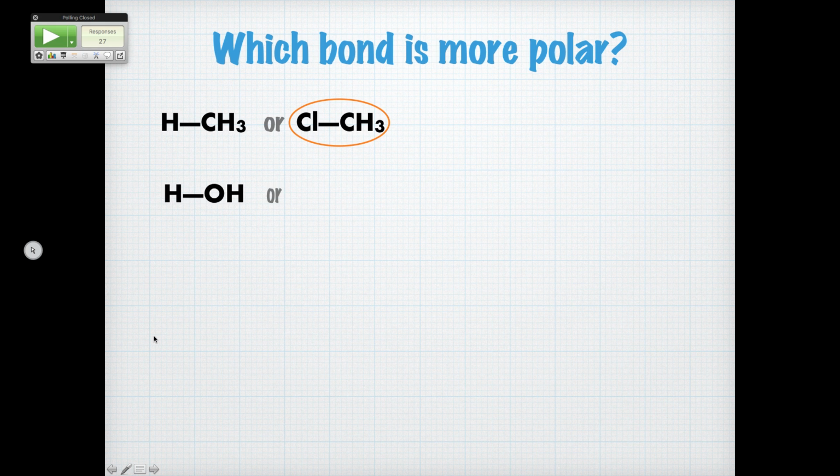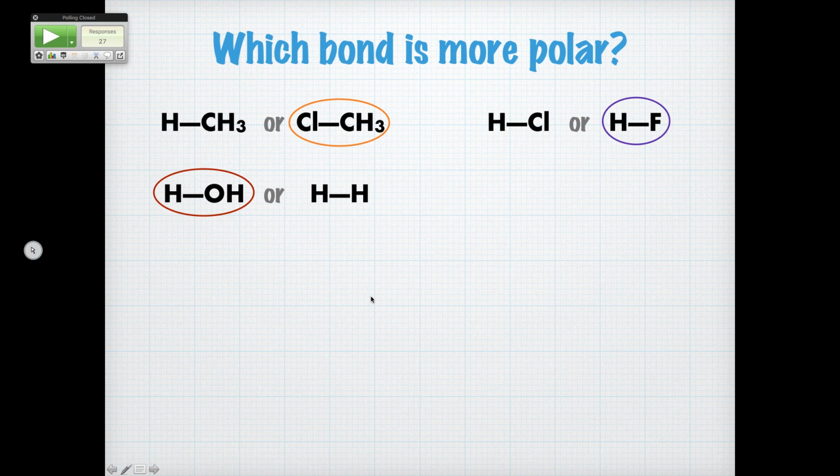All right, so here is HOH or HH. So the HO, right? That bond is going to be more polar, okay? Remember, if it's the same atom, it's 0, right? All right, so we've got HCl or HF. Fluorine has greater electronegativity than chlorine. And then we've got 2 chlorines or a chlorine carbon. Okay, we're looking for differences. The difference between chlorine and chlorine is 0.